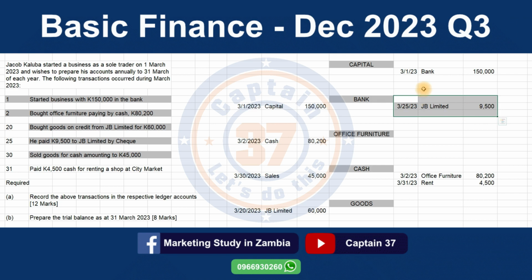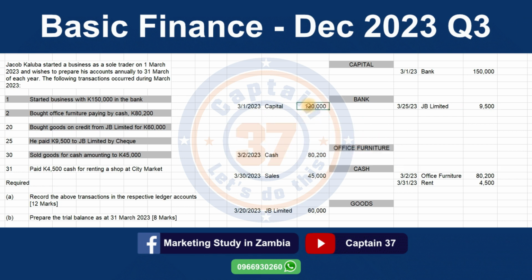Which side has got the biggest number? This side, it's 150,000. I may need to create some more space here, so let me just move this down. So here, like I said, it's 150. Here it is 9,500. So what you do, first, let's draw a line right over here.